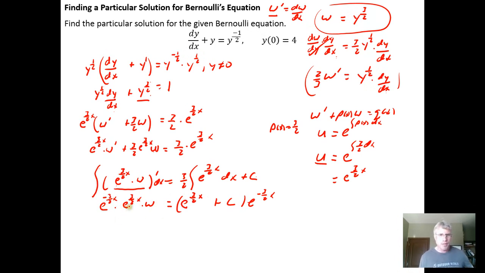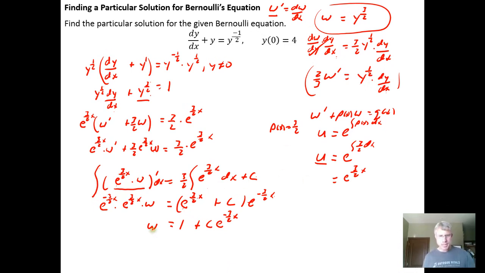We get e to the negative 3/2 x times e to the 3/2 x is e to the negative 3/2 x plus 3/2 x, which is e to the 0, and e to the 0 is 1. So we get 1 times w equals e to the negative 3/2 x distributed, e to the negative 3/2 x times e to the 3/2 x is 1, plus c e to the negative 3/2 x.